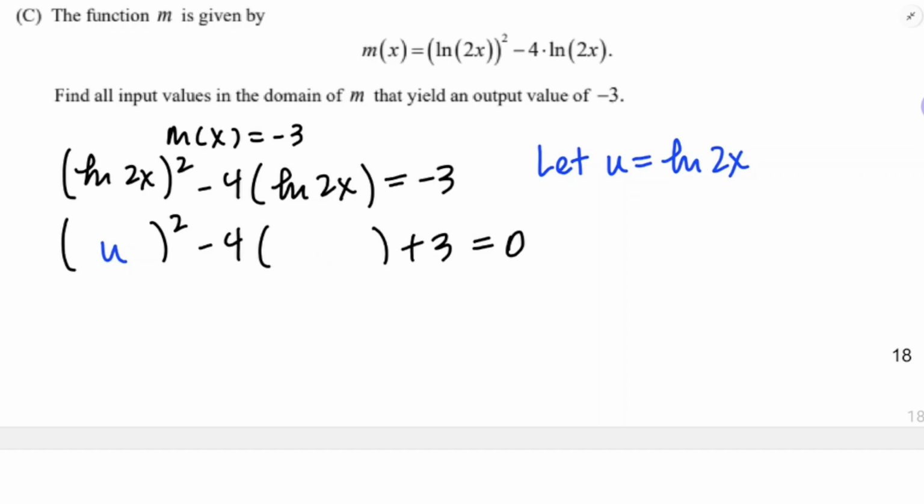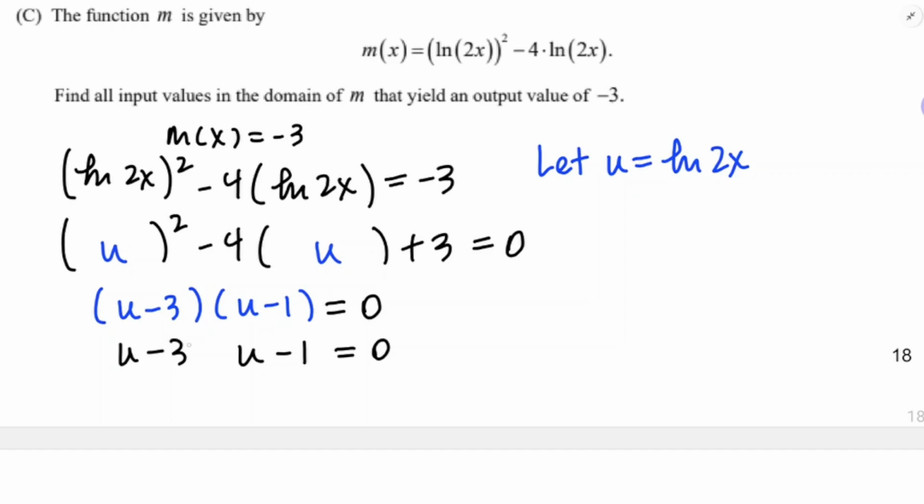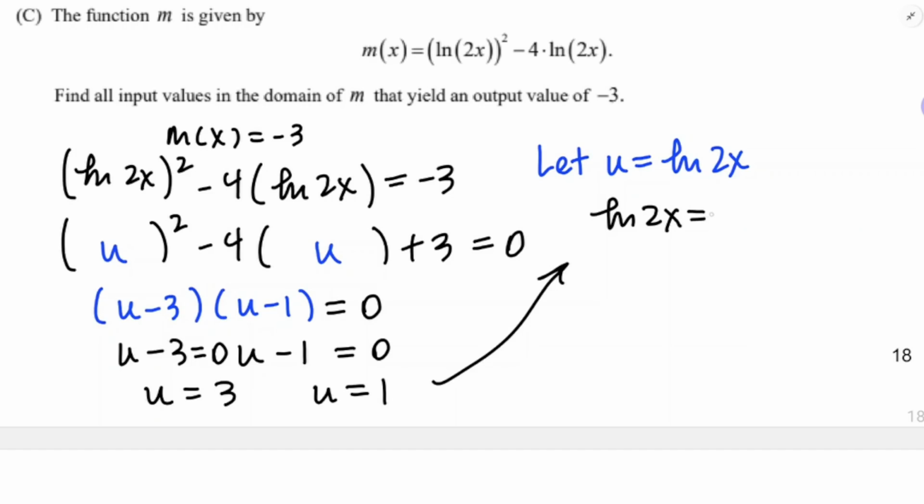Then I'm going to have u squared minus 4u plus 3 equals 0. Okay, well, I know how to factor that. That's going to be u minus 3, u minus 1, equaling 0. Okay, and then that would happen if u is equal to 3 or u is equal to 1. Okay, but I know that u equals natural log of 2x. Okay, a little ahead of myself. U equals 3, u equals 1, and then I'm going to have to go up over here and say, all right, well, u equals the natural log of 2x.